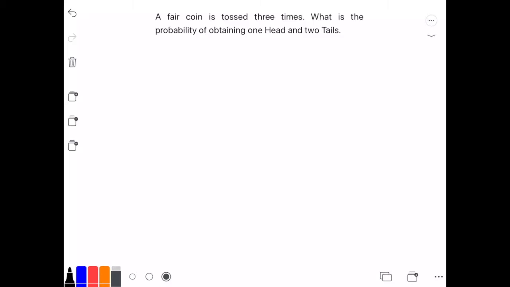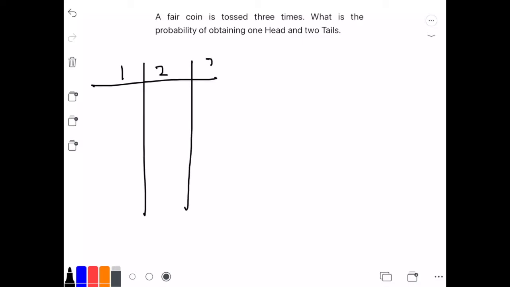The question is asking for the probability of obtaining one head and two tails, so I'm going to start by listing all the possible outcomes. In the first column, we have the outcomes for the first flip, and then the second column, and then the third column.